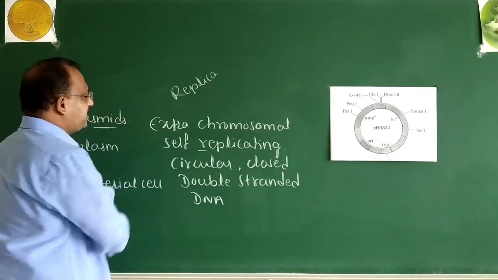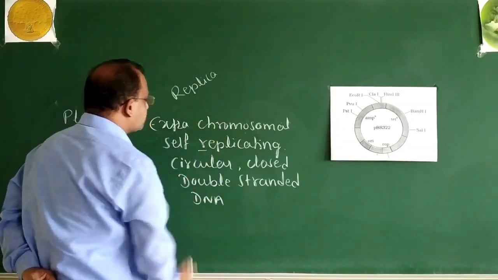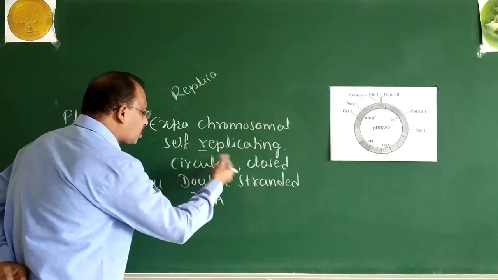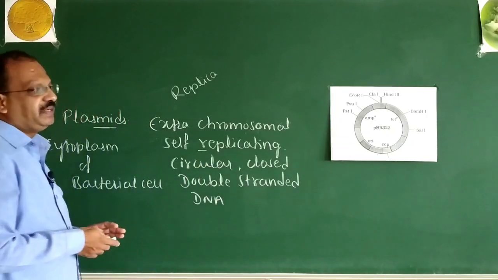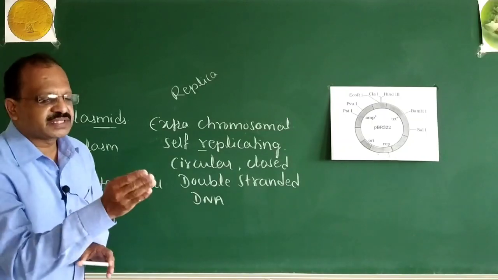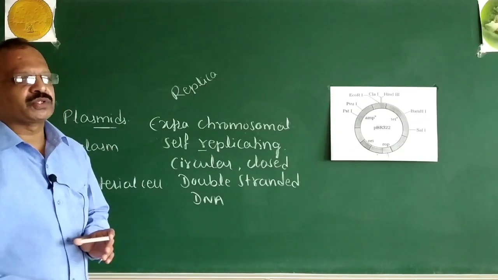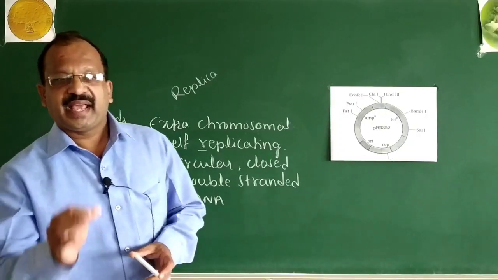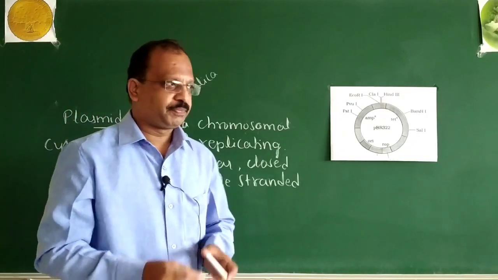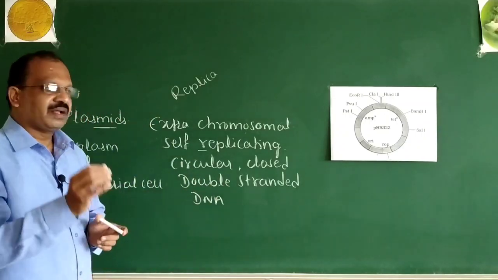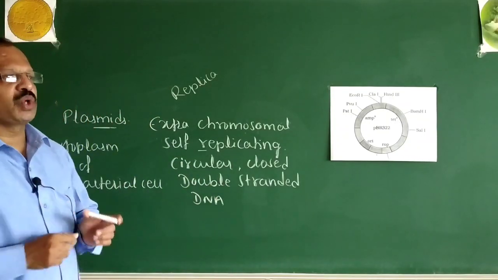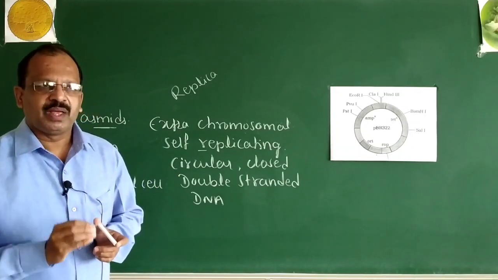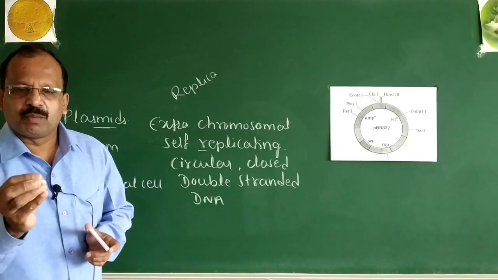So look over, plasmids are the extra chromosomal, self-replicating, circular, closed, double-stranded DNA. Actually, they are present slightly away from the normal chromosome. Therefore, they are called extra chromosomal or accessory chromosomes.